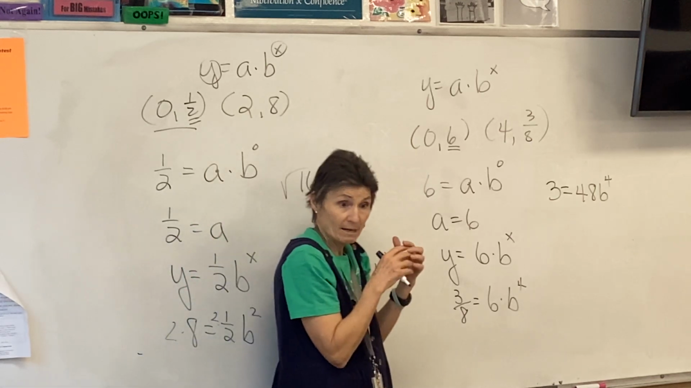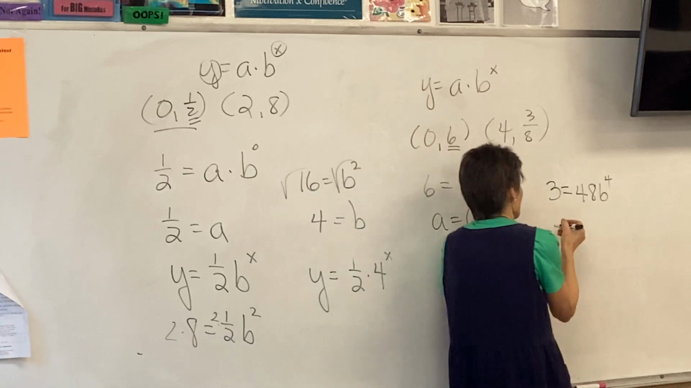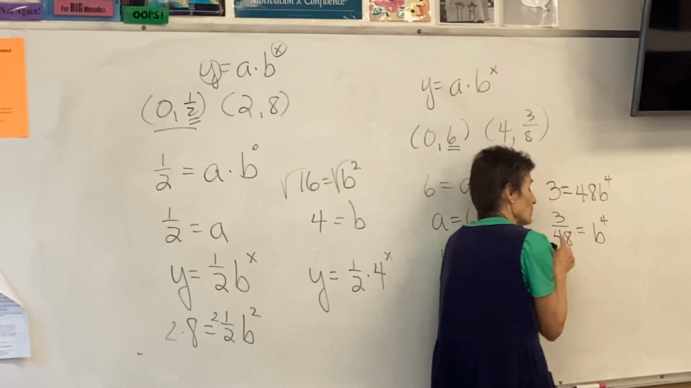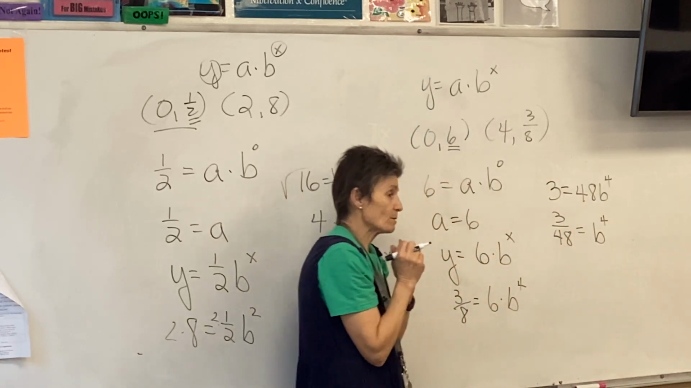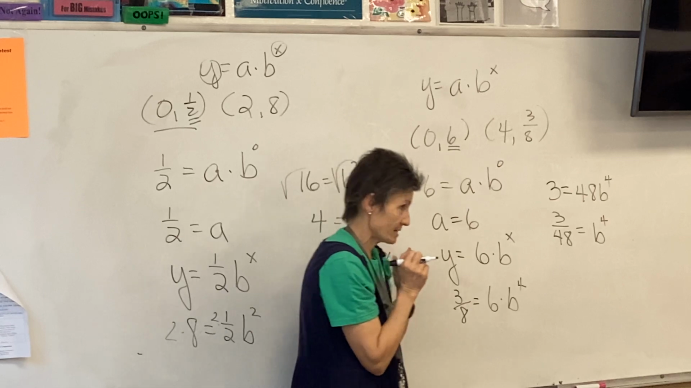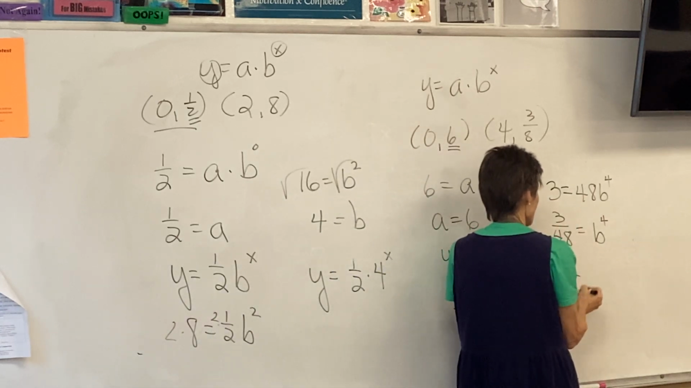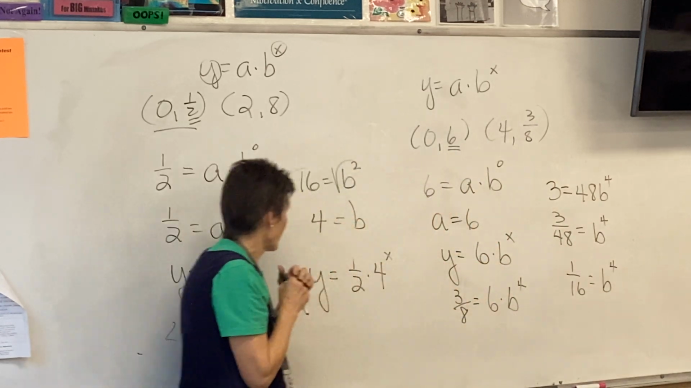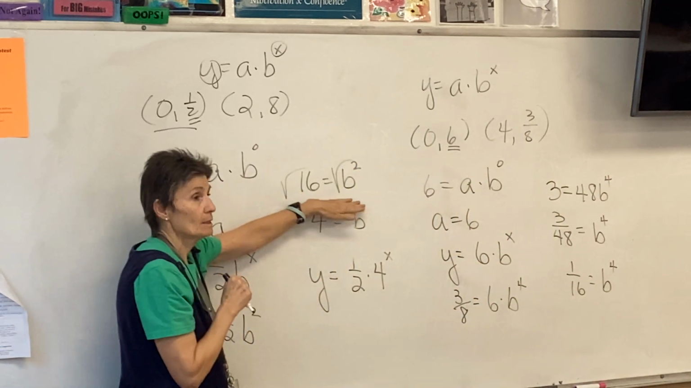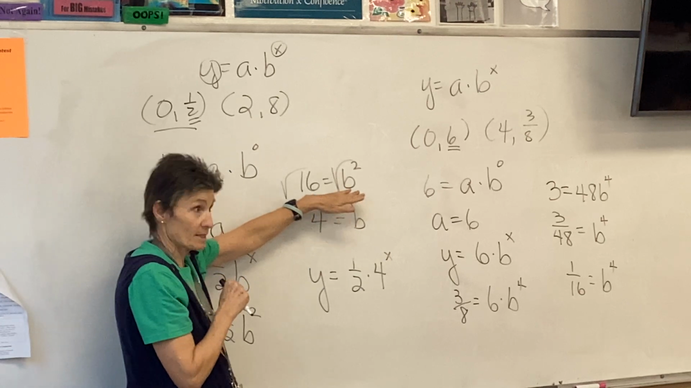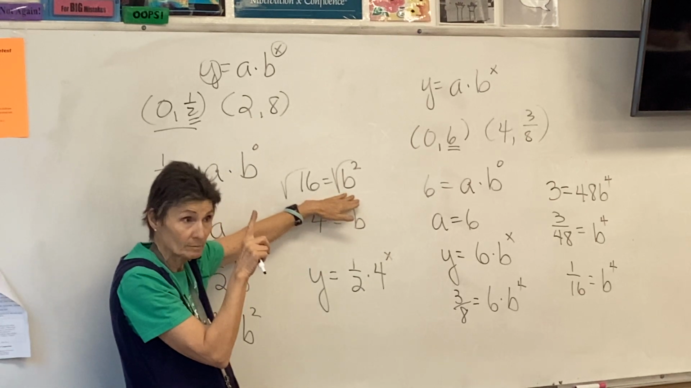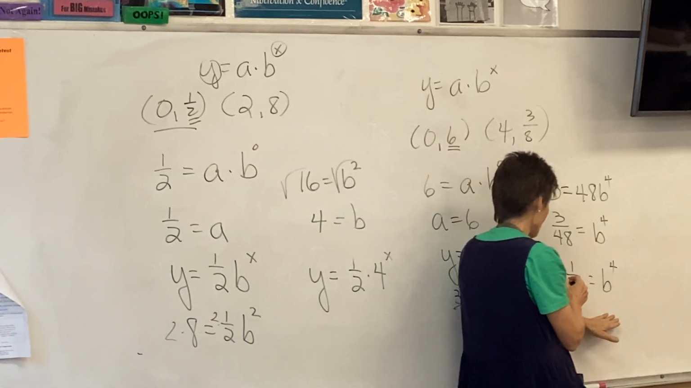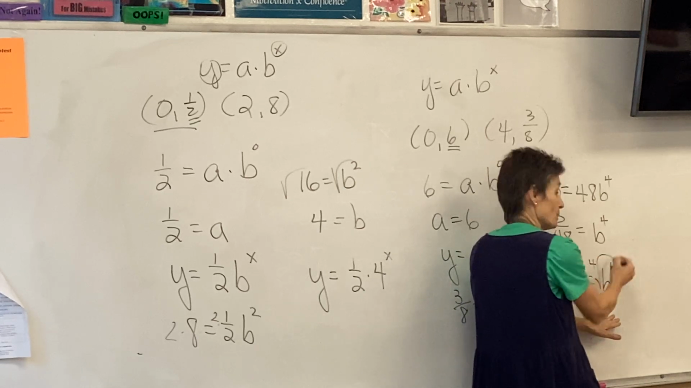So now I can divide by 48. Anybody know what 3 over 48 is? That reduces. 3 goes into 48 how many times? 16 times. So this reduces to 1/16. Now over here somewhere, you told me that to get b by itself, I square rooted. So what am I going to do here? To get b by itself, I'm going to have to 4th root.